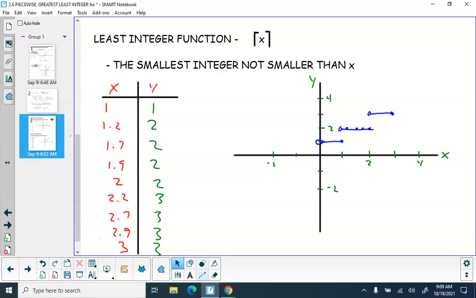What we have here is some piecewise graphs. They have some greatest integer and least integer functions on the back. Solutions, I posted them also. The rest of the time is yours.